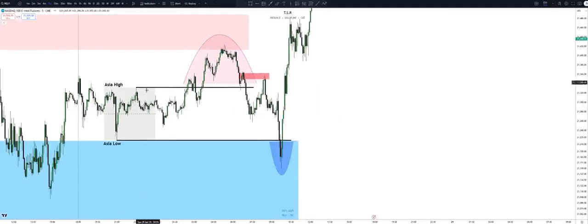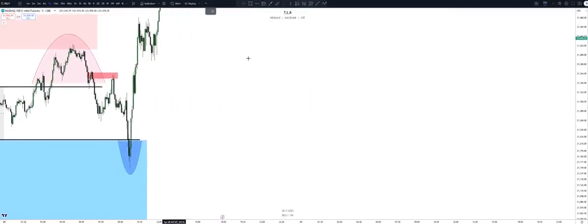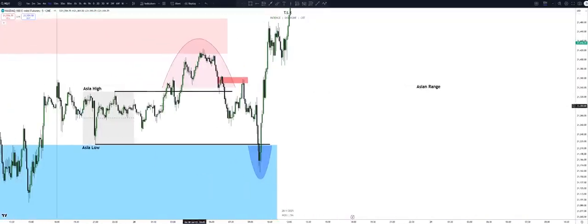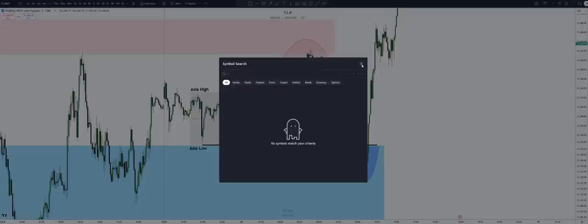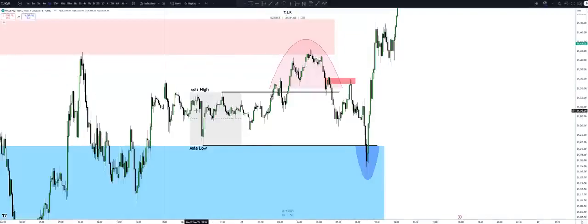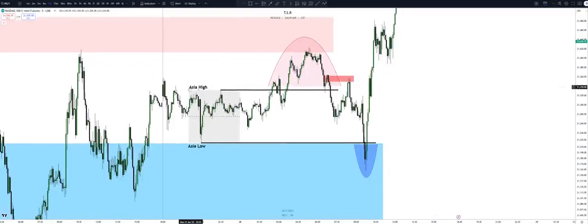What is this that you see in front of you? That is deemed the Asian range, right? This is the Asian range high and the Asian range low. We're on the NASDAQ, so this is futures. We go from 20 o'clock, which is 8 p.m. to midnight 00. All right, so for futures, you go from 8 p.m., 20 o'clock up until midnight.